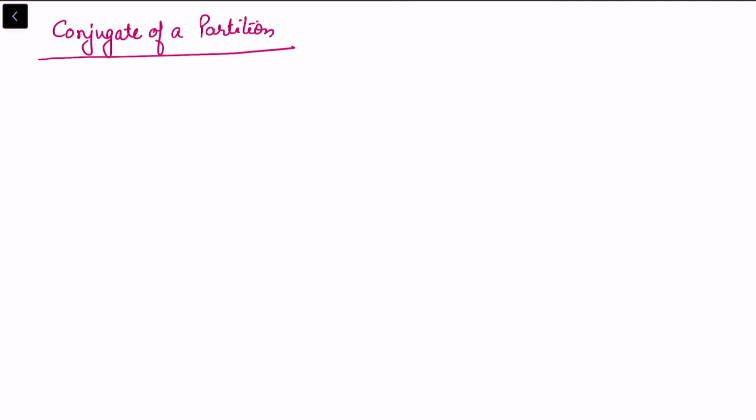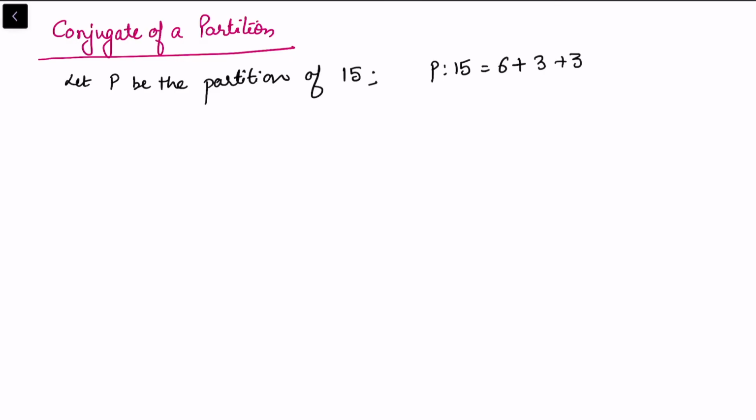Now to understand what we mean by the conjugate of a partition, let me consider a particular partition. Let P be a partition of the number 15. P is just a notation, and I'm considering this partition of 15 as one of the relevant partitions, 6 plus 3 plus 3 plus 2 plus 1. And let me write down the Ferrers diagram corresponding to this one.